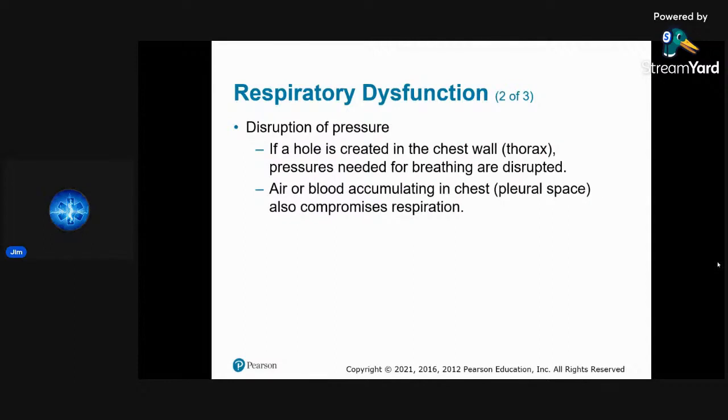Disruption of pressure. For example, if you get a hole in the chest wall, like a stab wound or a gunshot wound, this will reduce the pressure and mess with your negative pressure. So your actual volume will go down because you can't breathe. Air or blood can accumulate in the pleural space. This pleural space is the space between the lungs and the chest wall, right? You've got to have some space there or your lungs will rub on your chest wall and you'll create trauma.